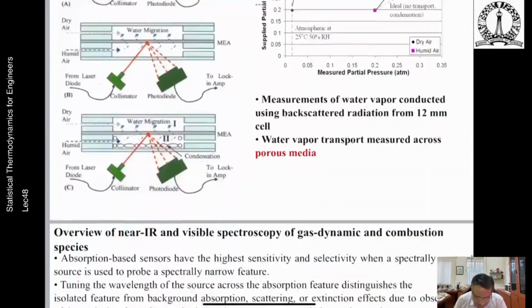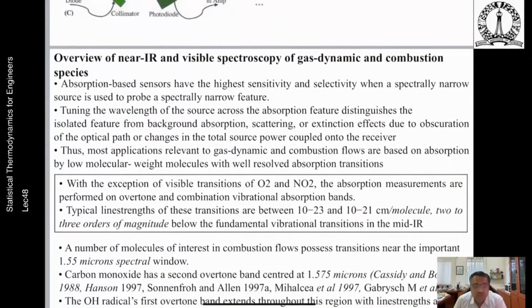Okay, so wavelength modulation we are going to avoid. That is not within the scope. Near-IR and visible spectroscopy absorption-based sensors therefore have the highest sensitivity and selectivity because of the extremely narrow spectral source that we use. So you can tune the wavelength to whatever transition features you want, and from that you can isolate the concentrations or the temperature.